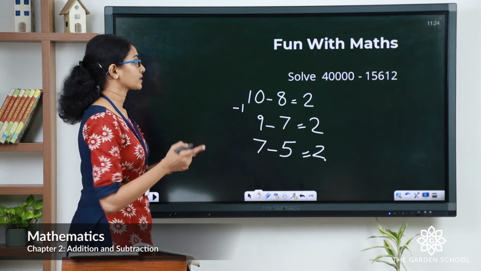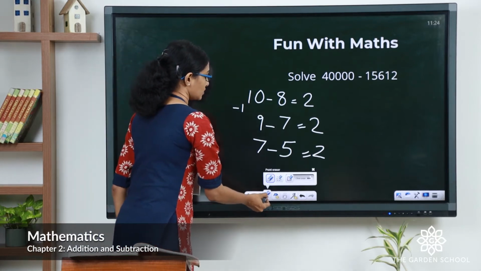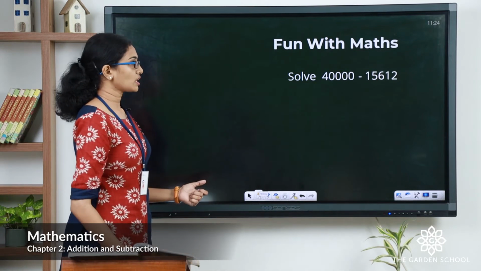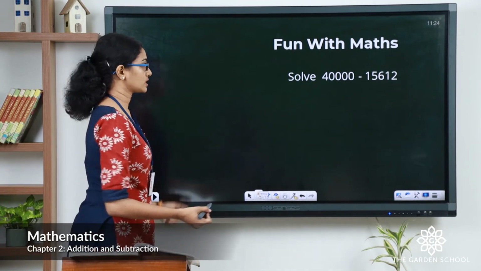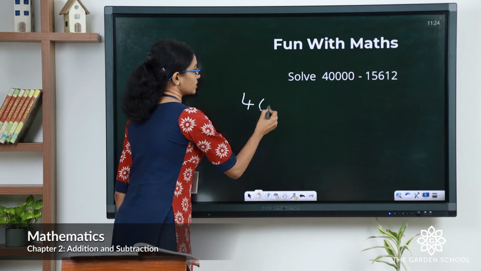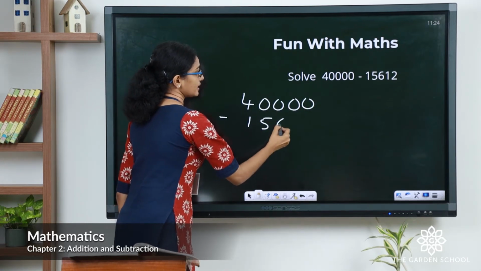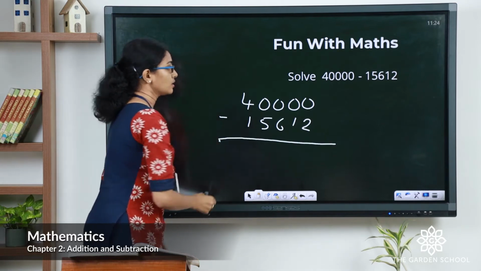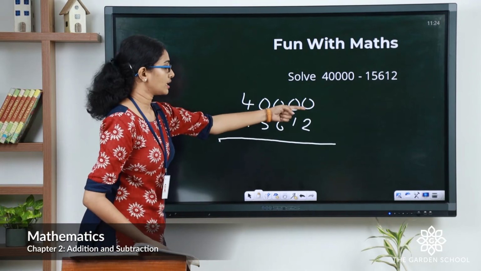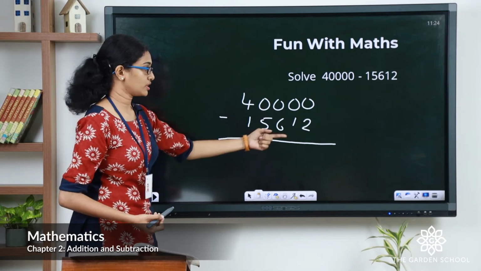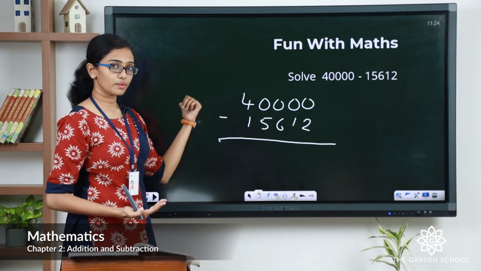Keep that in mind. Now let's see how we can solve this question given here. Now 40,000 minus 15,612. Usually how do we do this? We write the minuend, we write the subtrahend, then we do the subtraction. In the ones place we have 0 and we cannot do 0 minus 2. What do we do? We borrow from the next place.